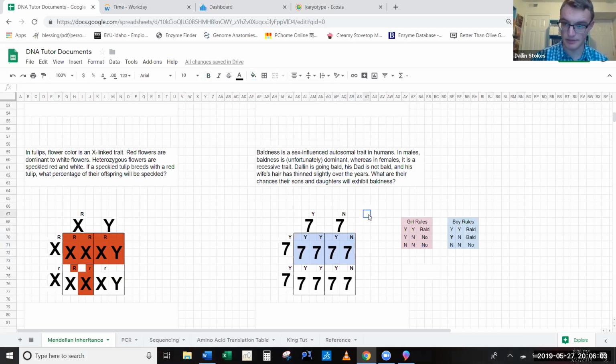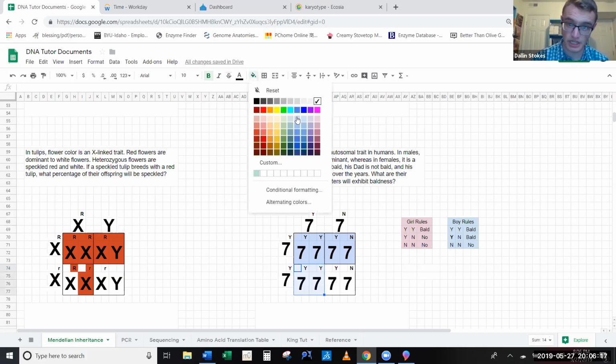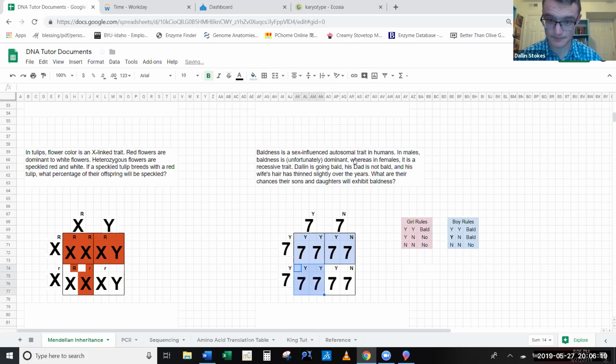Okay, bald. Now this boy, yes, yes. Testosterone doesn't have a choice. This boy is bald because both of his genes gave him the baldness trait. And down here, I've got a yes and a no. For boys, this yes is chosen by the testosterone. So this boy will be bald because that yes trumps that no.